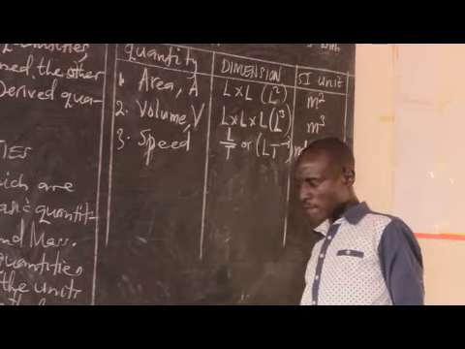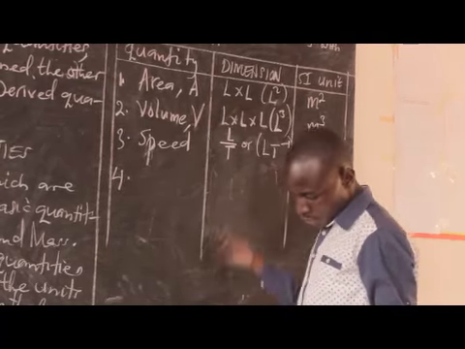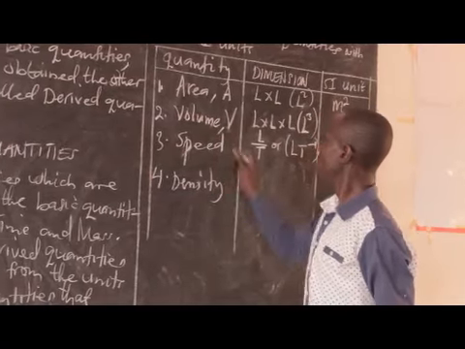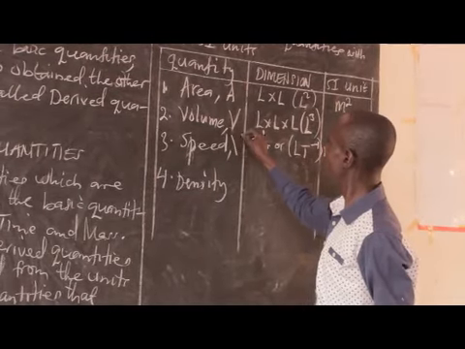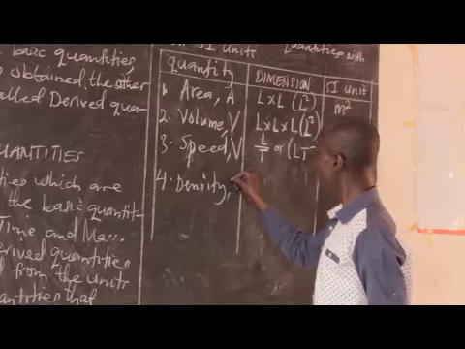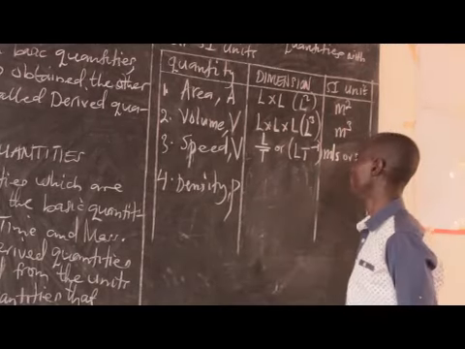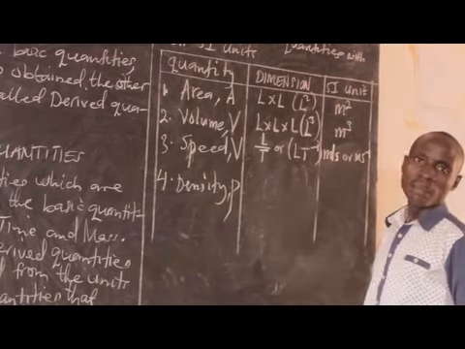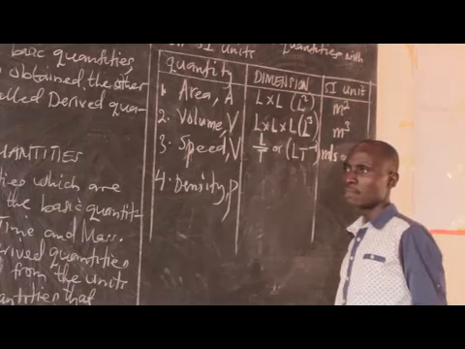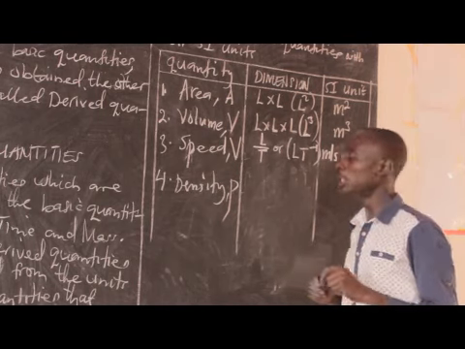That is speed. I can talk about another derived quantity, and show you how we derive it together with its unit: density. Speed is also symbolized V. Density is symbolized rho. Write P and put a tail. Density is equal to mass over volume, and it is defined as mass per unit volume. It is not a ratio. It is mass per unit volume.